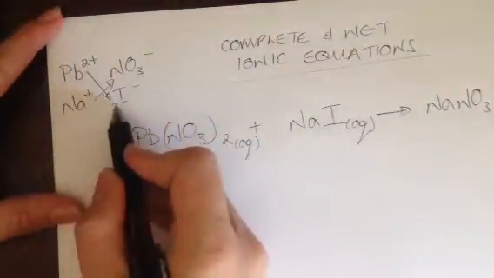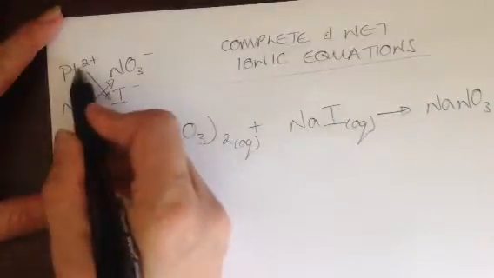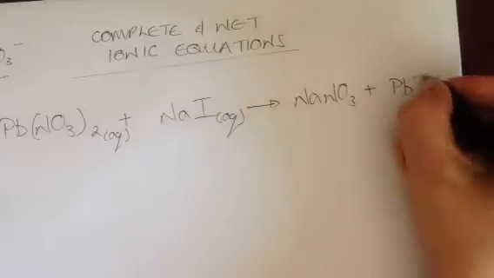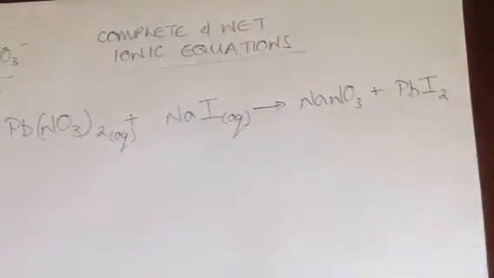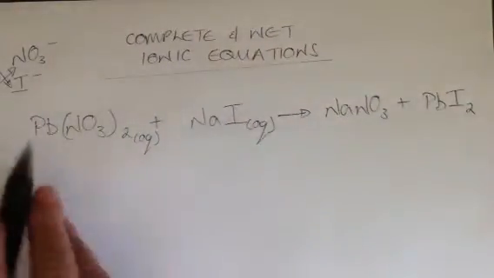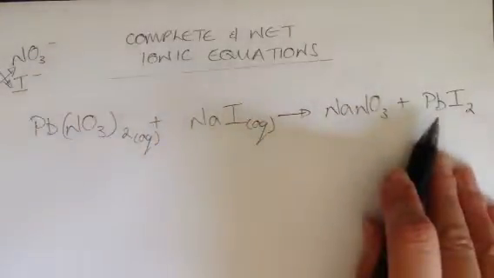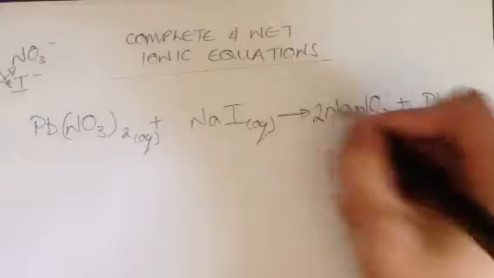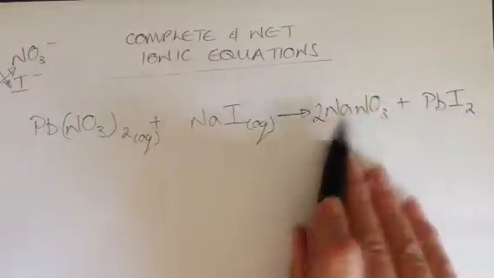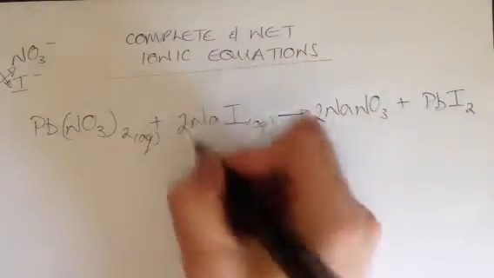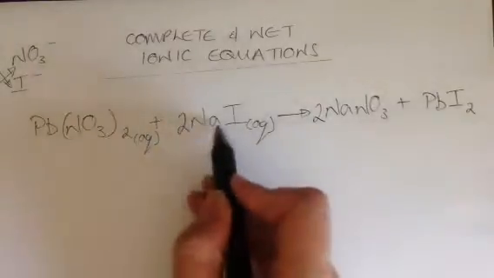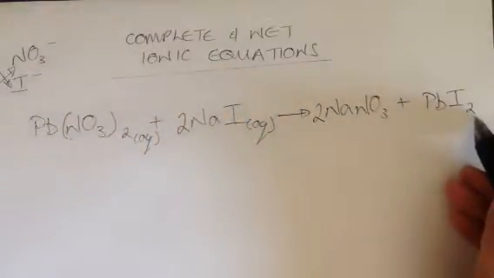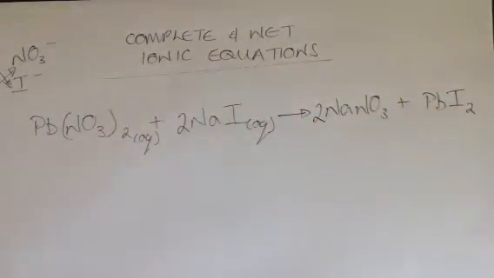And lead 2 and I minus, we need 2 iodines to balance 1 lead, so that will be PbI2. Now we need to balance the equation. We've got 1 lead, 2 nitrates, 1 nitrate, so let's put a 2 there. That gives us 2 nitrates and 2 sodiums, so we need to put a 2 there. That gives us 2 sodiums and 2 iodines, which balances with the iodine on this side. So our equation is balanced.